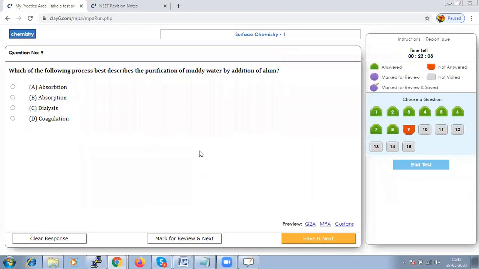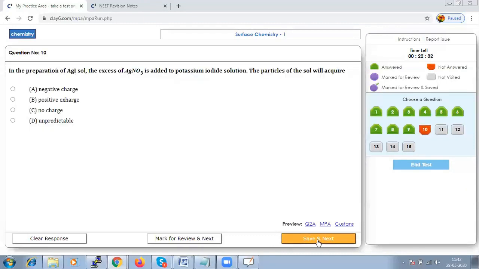So the basic sulfate of aluminium, the composition of which will be undetermined, precipitates as a more or less gelatinous and flocculent mass. So by addition of a minute amount of alum, water is rendered capable of most perfect filtration. Hence, we can say that the method being used is coagulation. Save that and go to next.